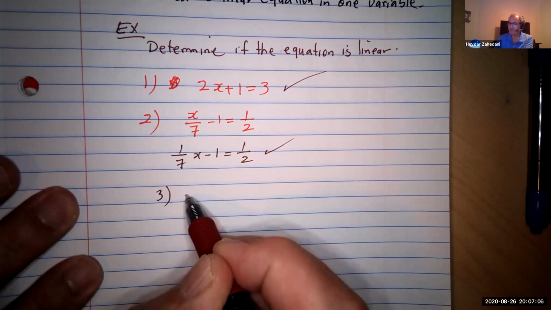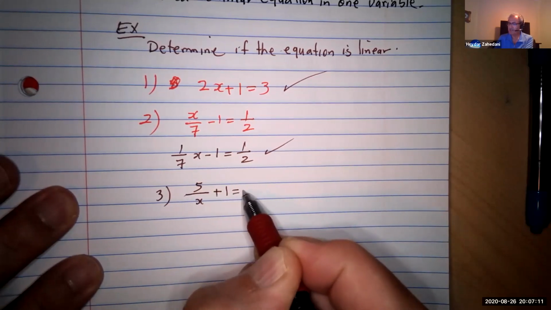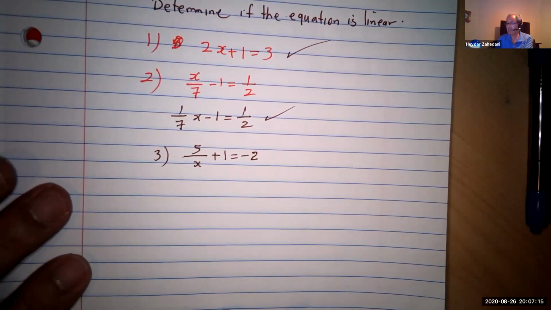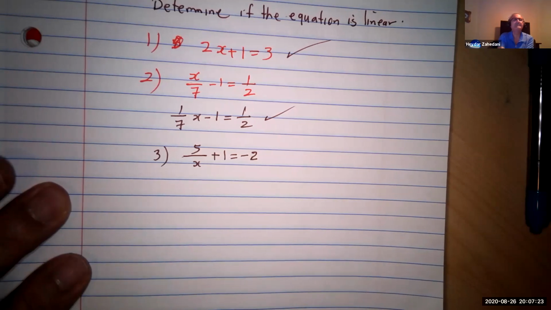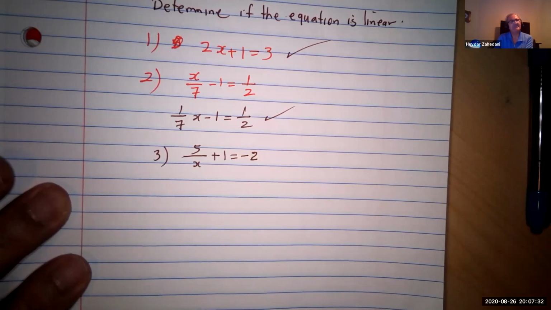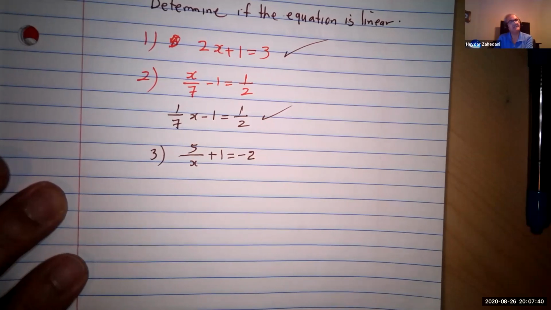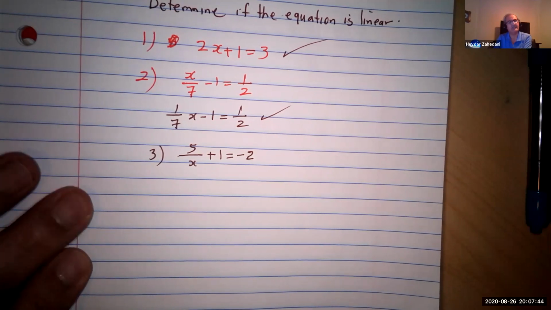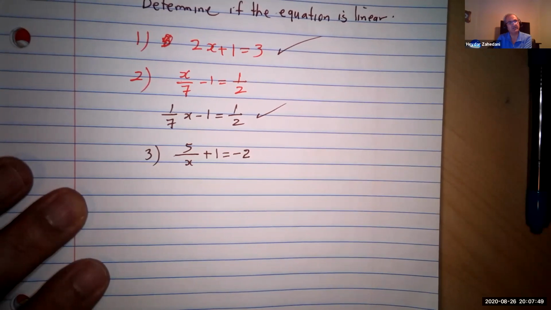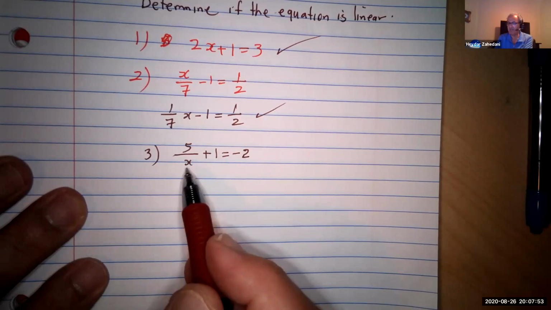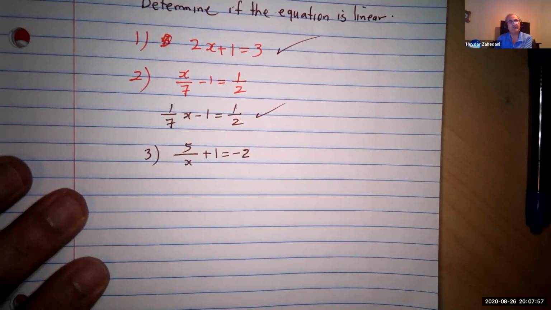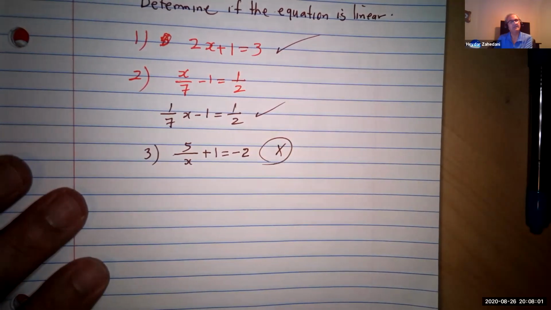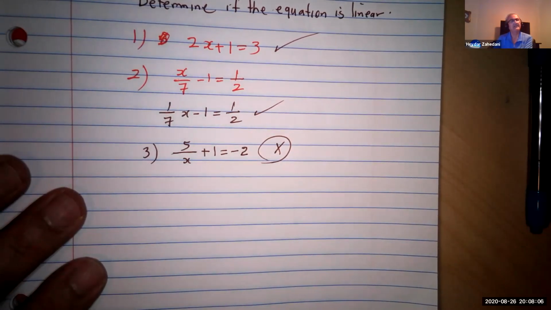Next, this one, 5 over x plus 1 equal to negative 2. Is this one linear or not? Yes or no? No, it's not a linear one. You must have a number times x, but here it's a number divided by x. You may do something to eventually change it to a linear equation, but it's not linear now. It's 5 divided by x, and it must be 5 times x. So this is not linear, because x is in the denominator. x must be on top to get a linear equation.